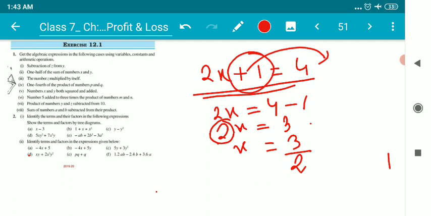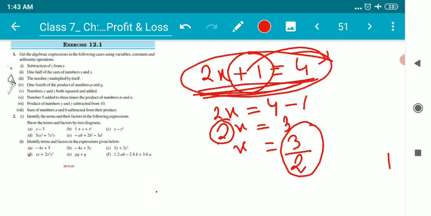So the moment we are transposing it, it will be divided. So the value of x I got, that is 3 by 2. So children, what we can do over here, we can solve it, because there is a presence of equal to sign.